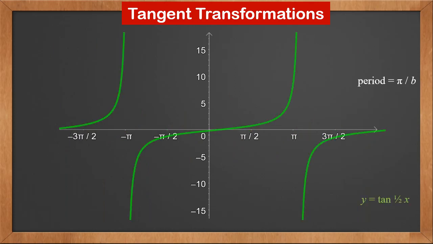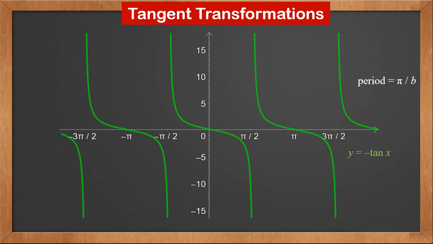This is tangent half x. The new period is pi over half, which is 2 pi. One period is from minus pi to plus pi. This is minus tangent x. It's a reflection in the x-axis.